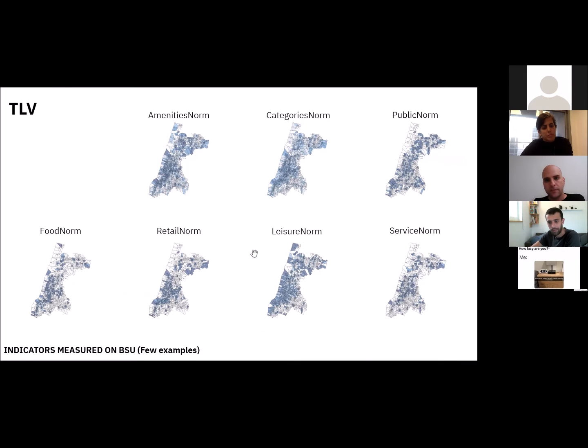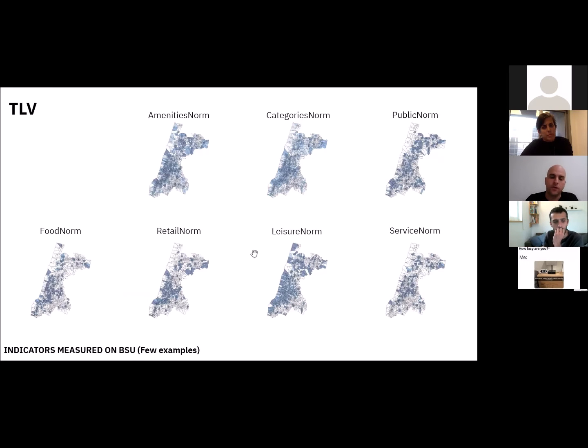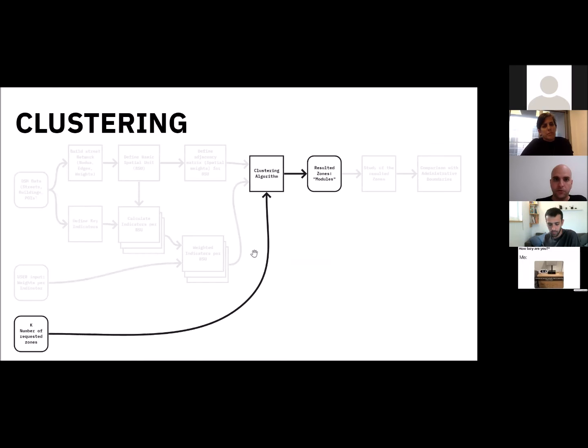So all of these measures were made on top of the basic spatial units, and then we go on to the clustering. Having so many mappings is great. But if any of you have ever tried to plan an urban design or city planning, you understand that this data is very hard to manipulate, to use or to understand without the help of computational tools.